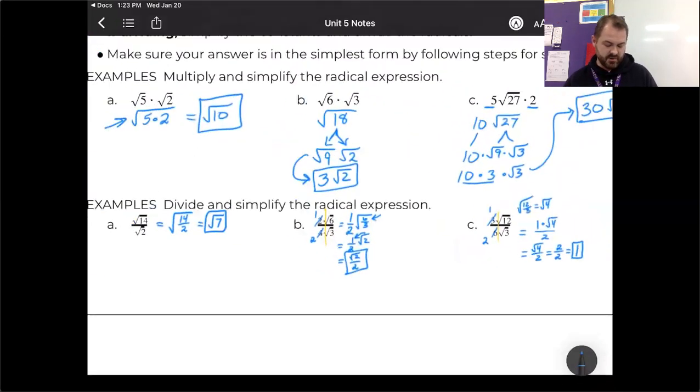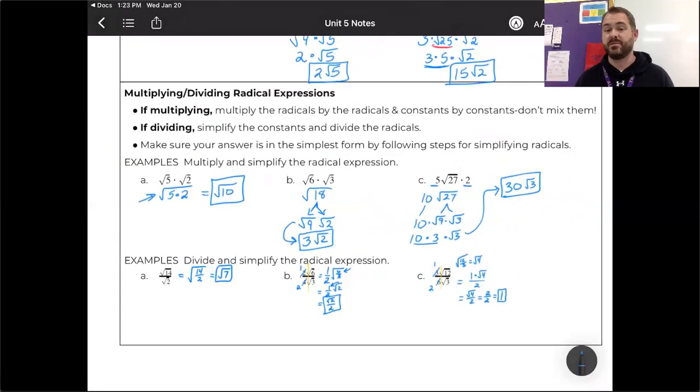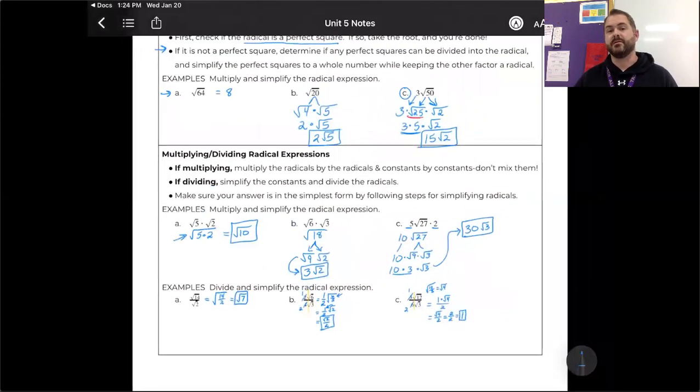Okay, so there's your review of simplifying radicals. You may have covered this in a previous course, or this might be fairly new to you. So I wanted to make sure we hit this first because we're going to use these square roots a lot in our further lessons.